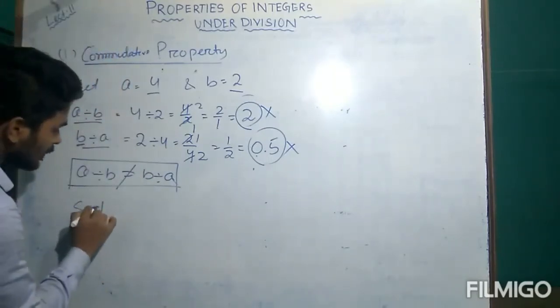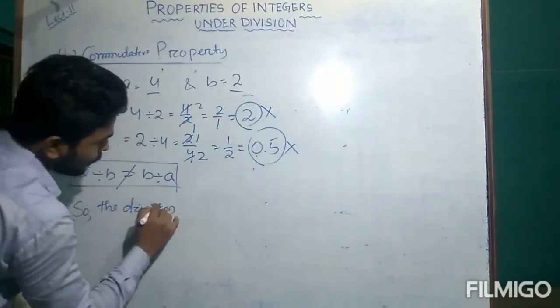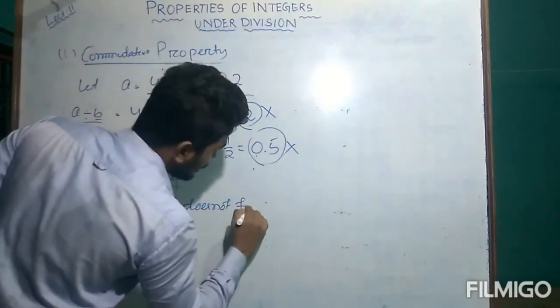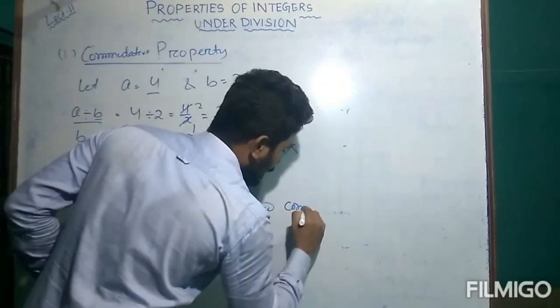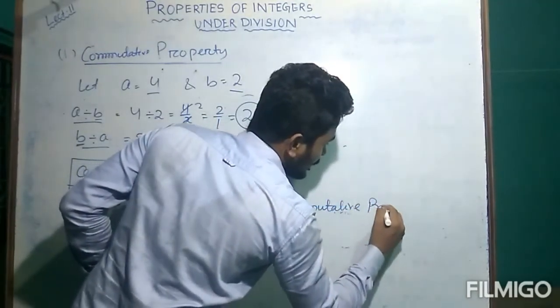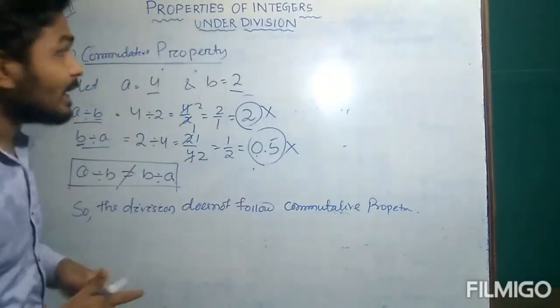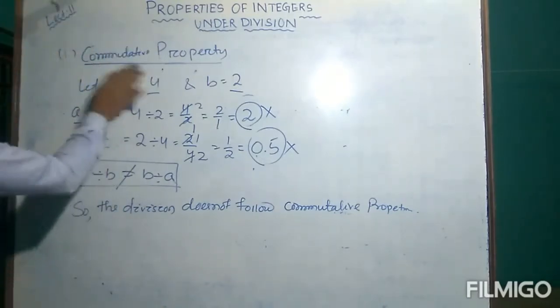So the division doesn't follow, right? Which property? Commutative property. So the first two properties have been denied by division. So let us check for the third property.